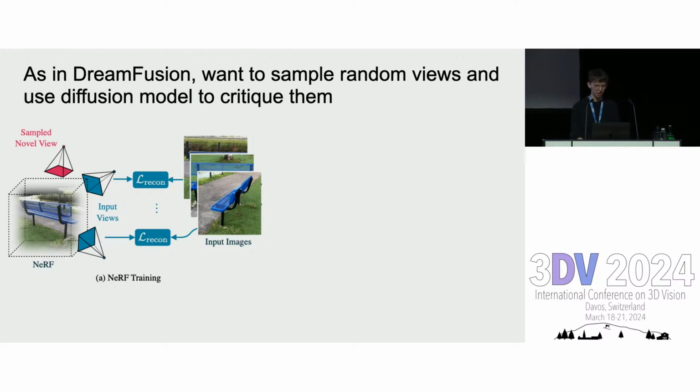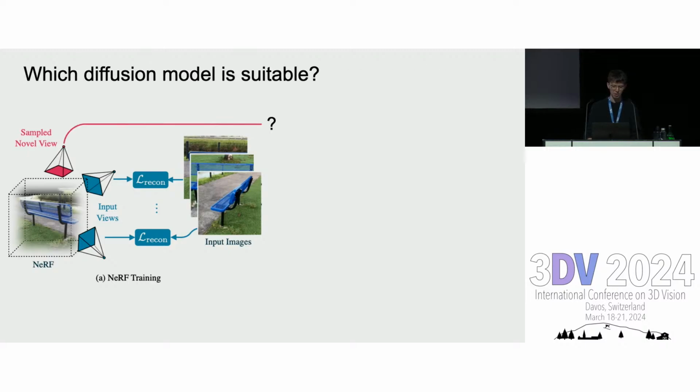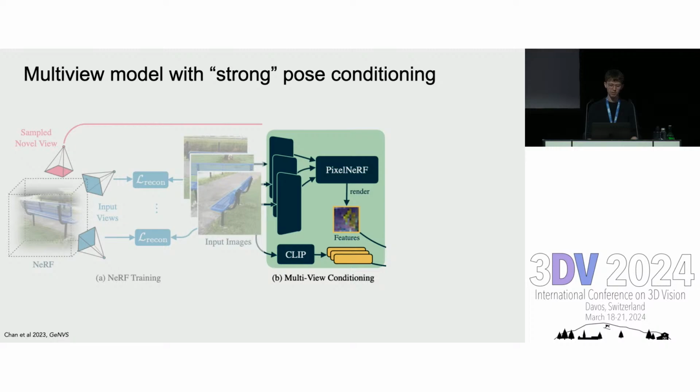So as in DreamFusion, we want to be able to sample a random camera pose and then use a diffusion model to critique that pose, essentially, and say, does this look like a real image, or does this look like some garbage? So we were thinking, okay, which of these multi-view pose models is suitable for this task? And we ended up settling on a model.